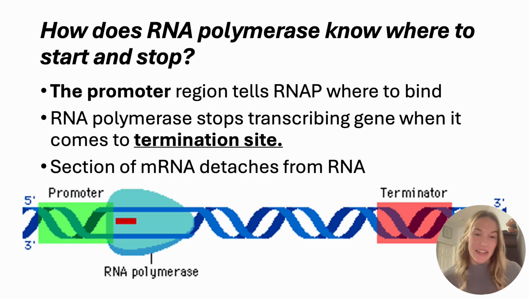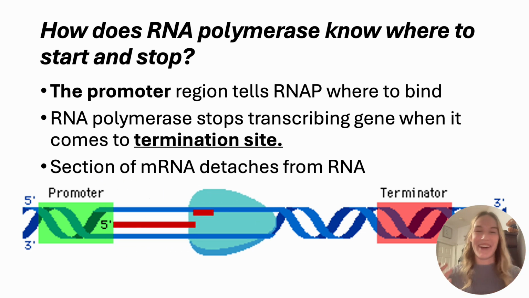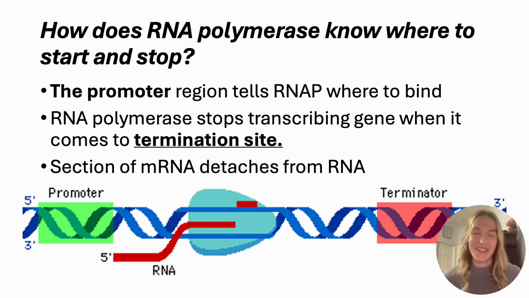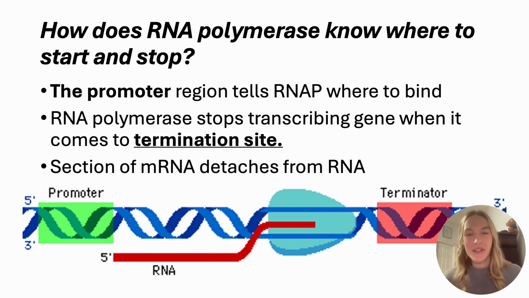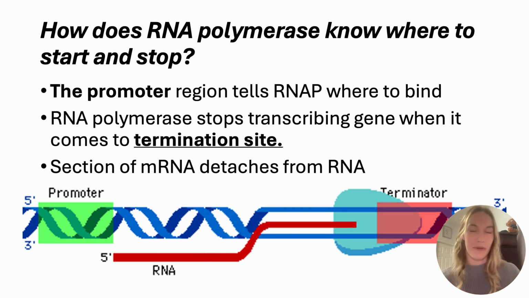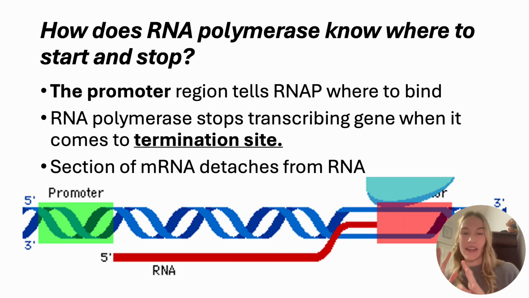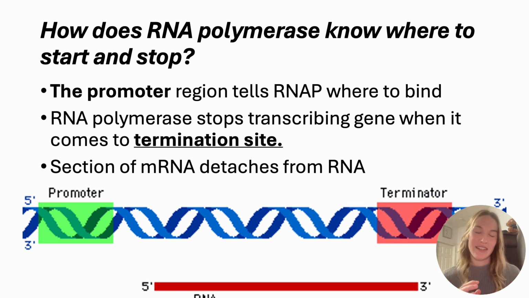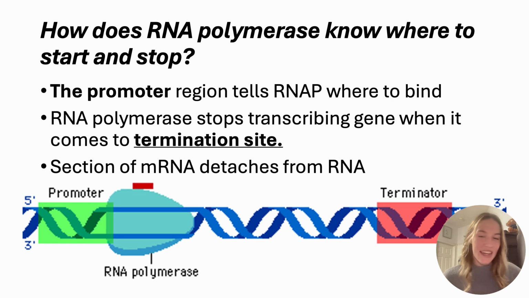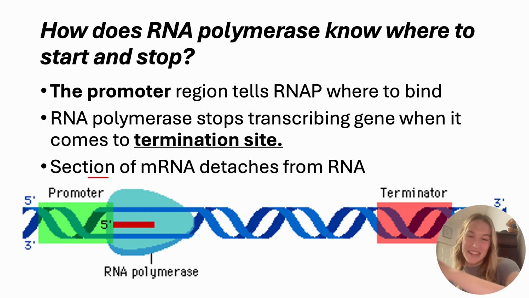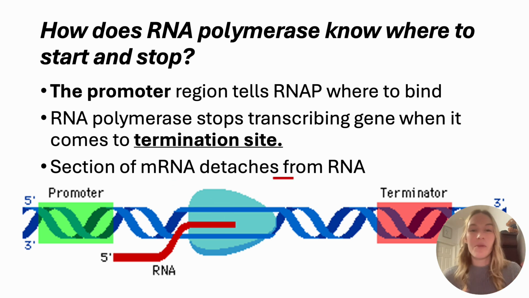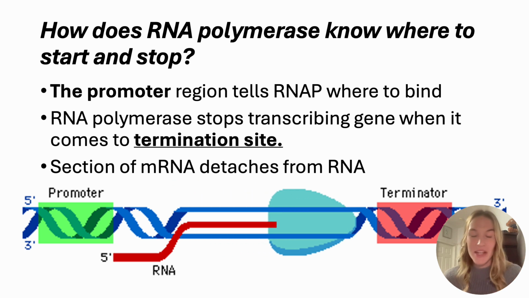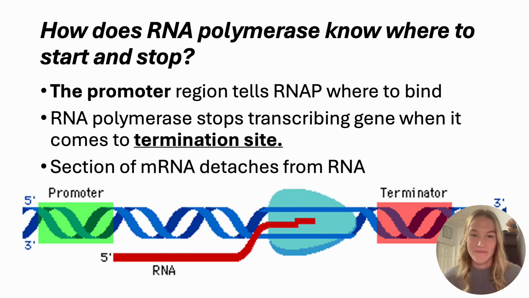So you might be asking, okay, this enzyme seems pretty cool, right? You might be thinking, wow, this is awesome. But how does it know where to start and stop? Well, there is a promoter region. The promoter is a regulatory sequence that is going to be in the DNA strand, and RNA polymerase is scanning the DNA strand until it hits a promoter. This promoter is going to tell RNA polymerase where to bind.